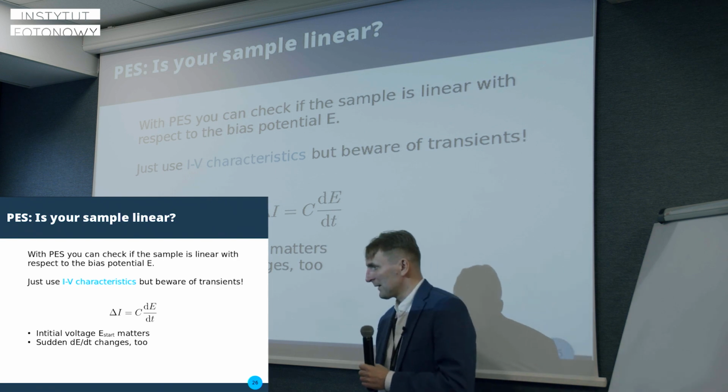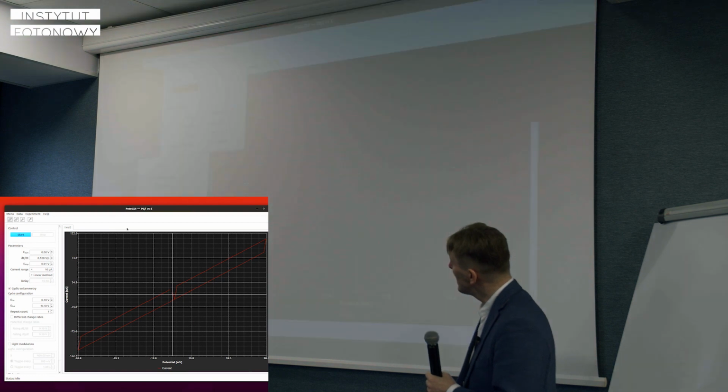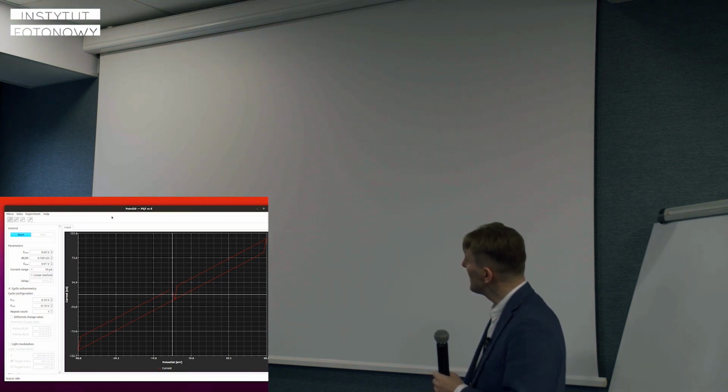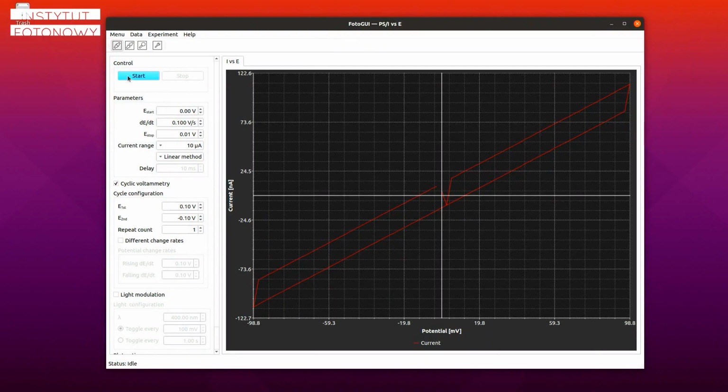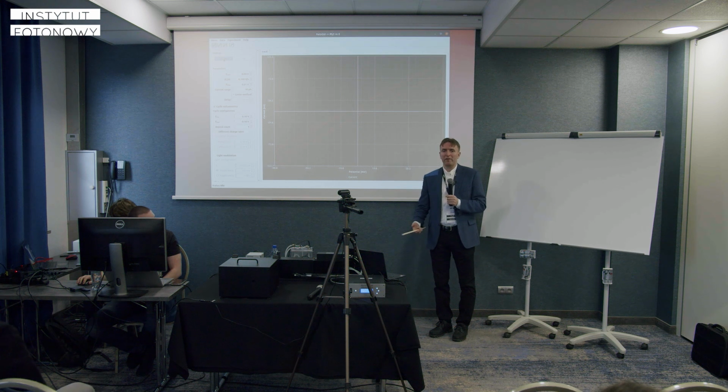Please switch. Okay. So this is E versus I. E because electrochemists use this symbol for bias potential. And it is really that simple.